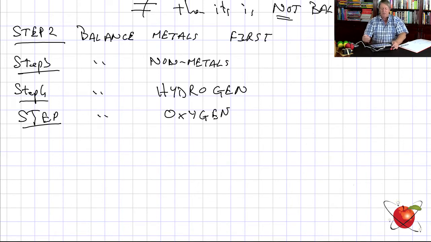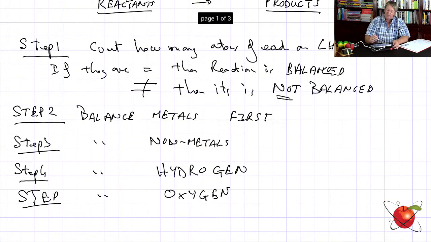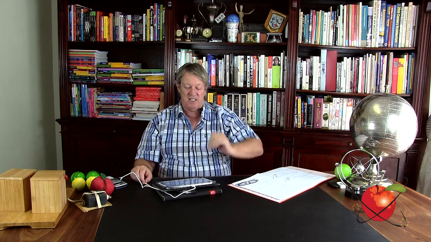So then we say, if they are equal to each other, then it means that it's balanced. If it's not, it's unbalanced. Next step, balance the metals. So have a look.